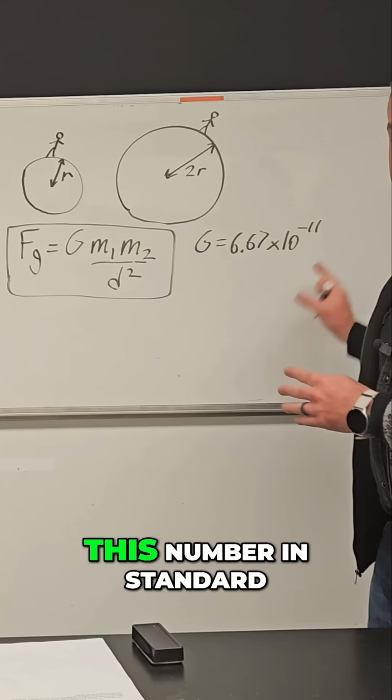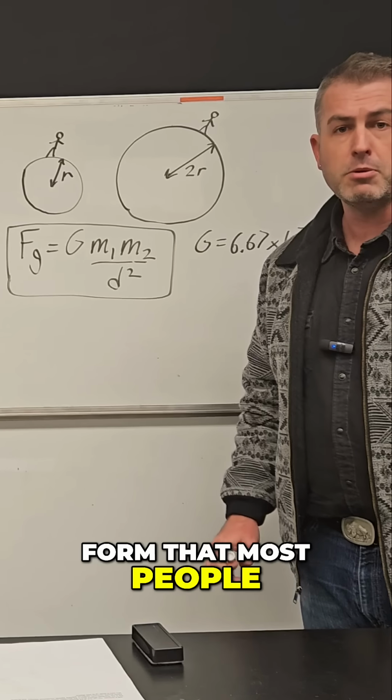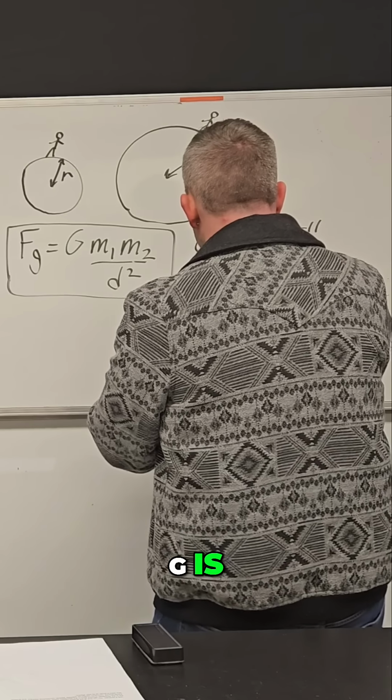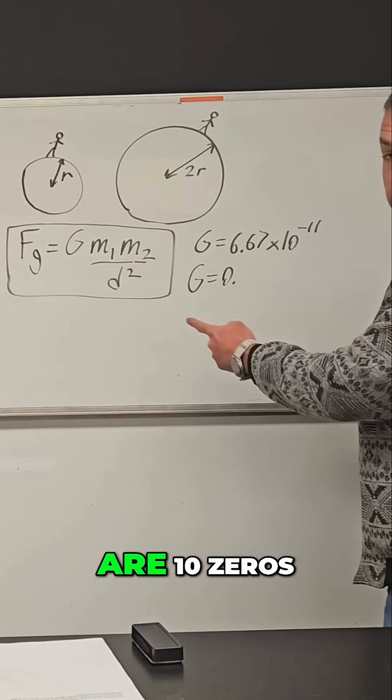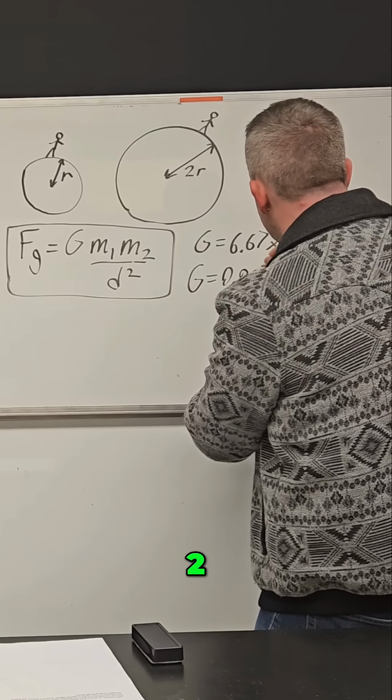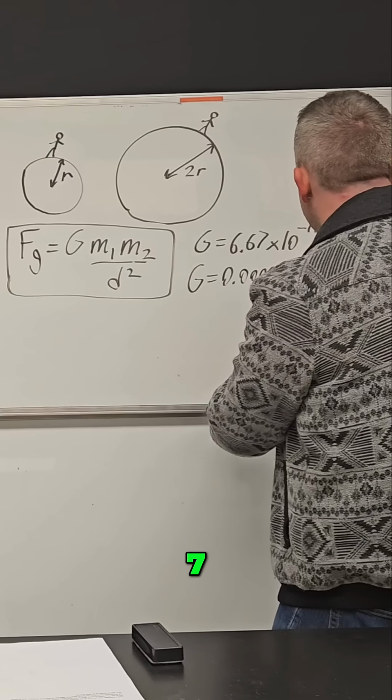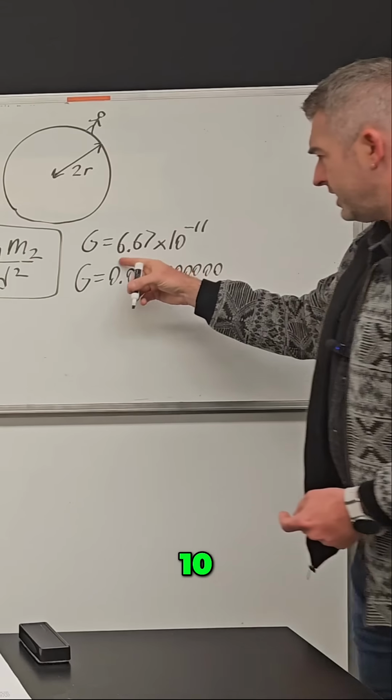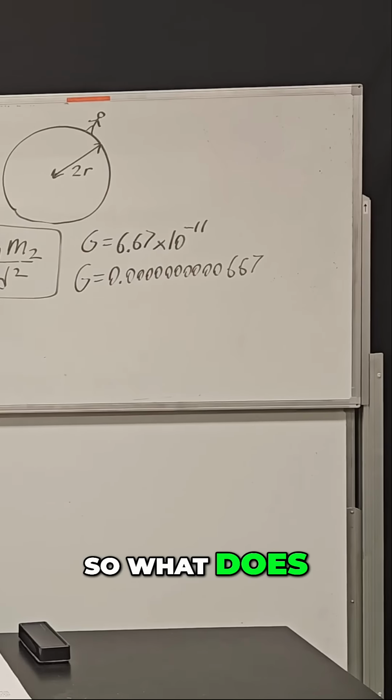So if we were to write this number in standard form that most people are more comfortable with, G is equal to 0 point, and then there are 10 zeros. So 1, 2, 3, 4, 5, 6, 7, 8, 9, 10, 6, 6, 7. So what does that tell us?